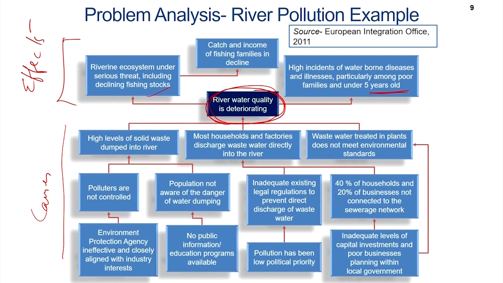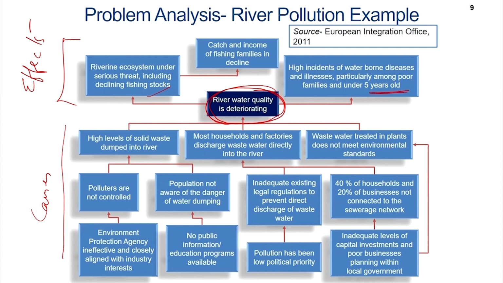40% of households and 20% of businesses are not connected to the sewerage network. Now, legal regulations are inadequate because pollution has been a low political priority. Businesses and households are not connected to the sewerage network because of inadequate levels of capital investment and poor business planning within local government. And this is also the reason why wastewater treated in plants does not meet environmental standards.